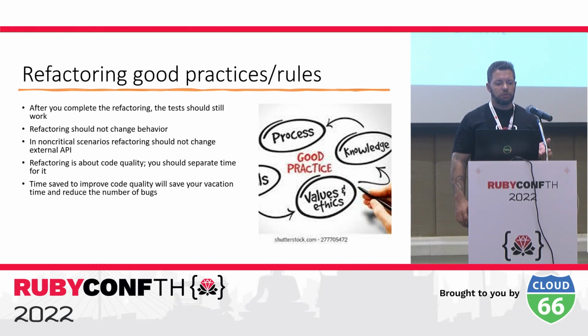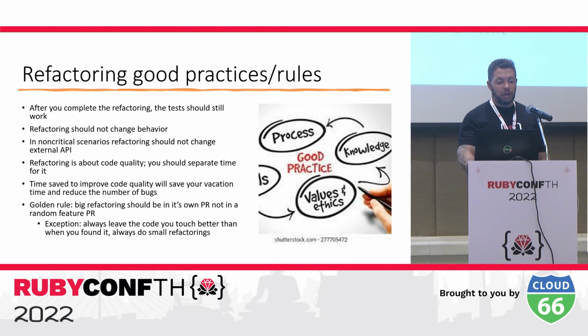Time saved to improve code quality will save your vacation time too, and reduce the number of bugs. And I think since everyone likes to take time off, it's a good practice to take care of your code. And as a golden rule, anything that's not simply improving the code of the class that you are working on now should be in its own pull request.